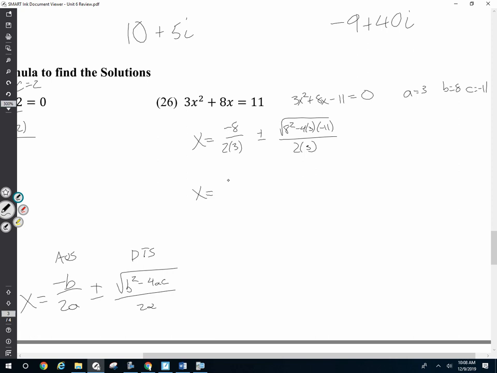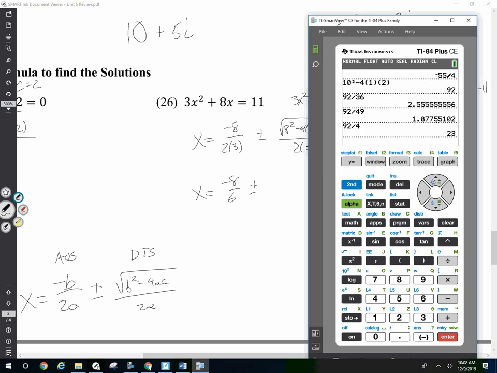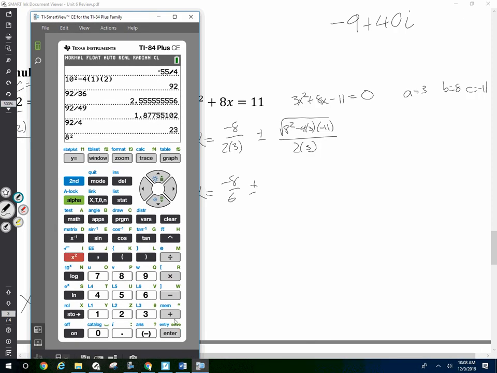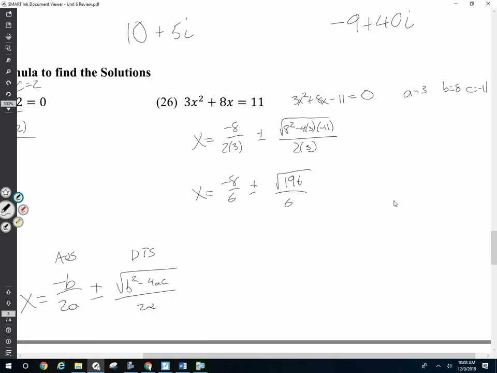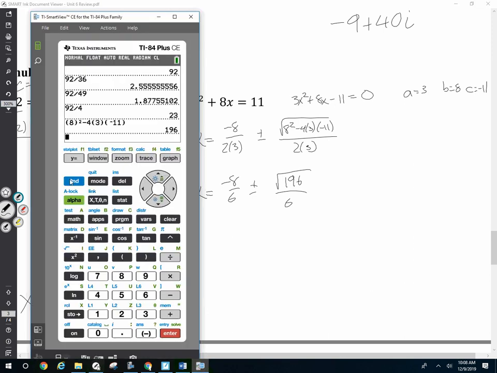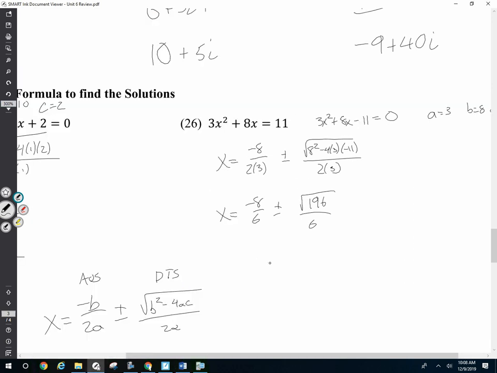Okay, this is negative 8 over 6. 8 squared, use parentheses though. That way you don't mess up when we have a negative getting plugged in. Times 4 times 3 times negative 11. Root 196. Okay, so this is the square root of 196 divided by 6. Let's think. Is the square root of 196 a perfect square? Oh my goodness, that's great. So I get 14. X equals 8 divided by 6 is the same as negative 4 over 3.